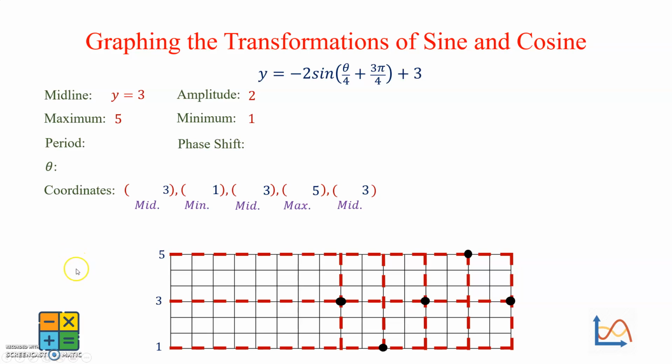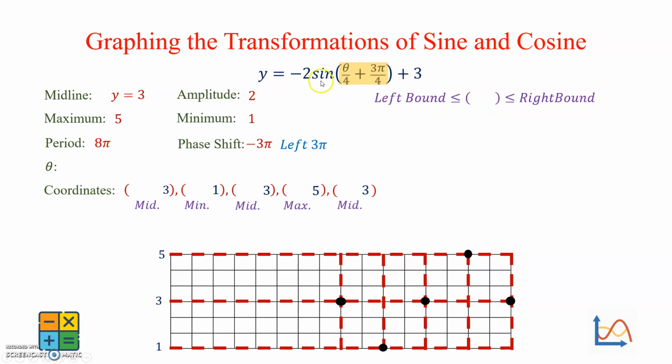Period. 2 pi divided by b. 2 pi divided by 1/4 gives us 8 pi. Phase shift, -c divided by b gives us -3 pi, which means we're shifting left 3 pi units. Now, to focus on theta, it is everything inside the parentheses. Set up my format, left bound, right bound, whatever's inside the parentheses.